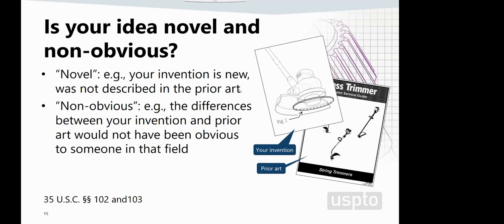So is that enough? Say you've got my new grass trimming device, my brand new string trimmer. I've got a novel assembly. I've got this great new water resistant guard that I've placed on it to protect the motor. I've clearly identified that it fits into one of the categories of invention. What next? And the what next is: is your idea novel and non-obvious? Essentially, that means, one, has it been done before? That's novel. And two, would it have been obvious to someone to do in exactly the way that you've described it?